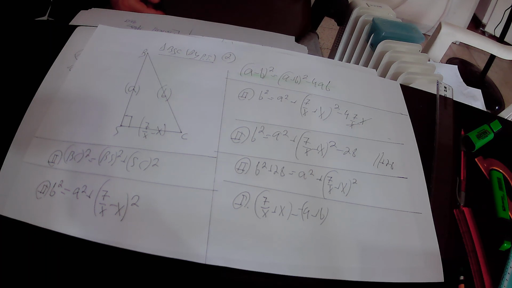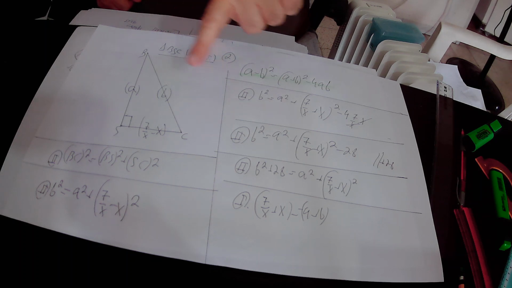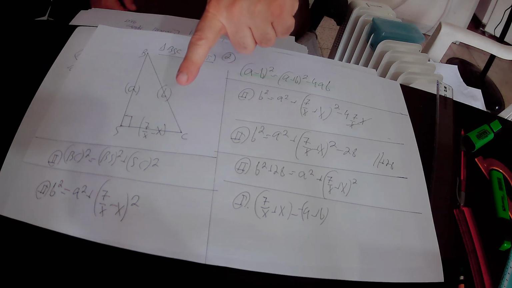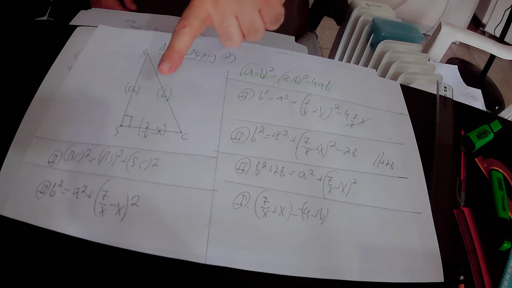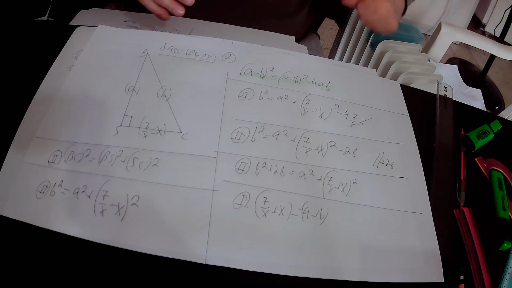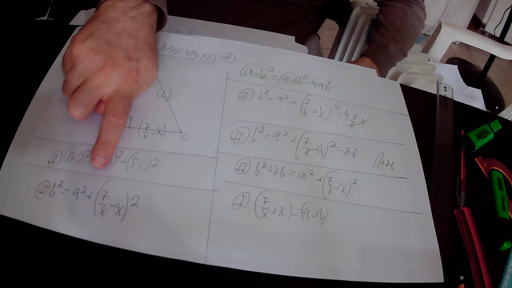Here, PT is the equation for the Pythagoras theorem. According to the Pythagoras theorem, in any right triangle, the square of the hypotenuse equals the sum of the squares of the perpendiculars. In the right triangle BSC, the hypotenuse is BC, therefore the square of the hypotenuse is BC square, and it must be equal to BS square plus SC square. BC is B, therefore BC square is B square, and it equals BS square. BS is A, therefore BS square is A square, plus SC square. SC is 7 over X minus X, therefore SC square is (7 over X minus X) square. So in conclusion, according to equation 2, we found out that B square equals A square plus (7 over X minus X) square.